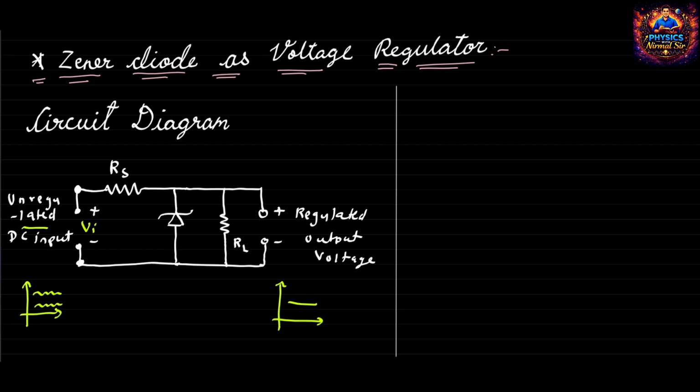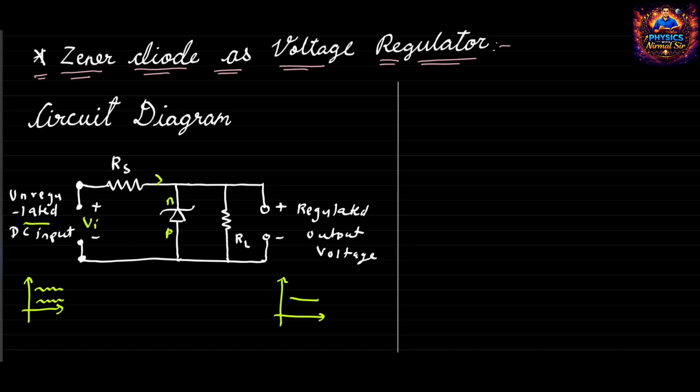So what we'll do, we will add a Zener diode in reverse bias. Now see how it is reverse biased. Here we have a positive terminal, and this positive terminal is connected through resistance Rs to the N type, and this negative terminal of the input is connected to the P type. So we can say it is reverse biased. Clear? Now ahead, this Zener diode is connected in parallel with a load resistance. Across the load resistance, we will take V output.